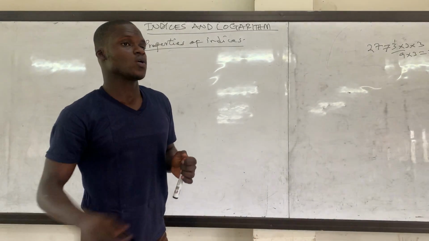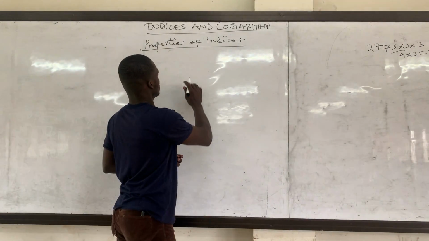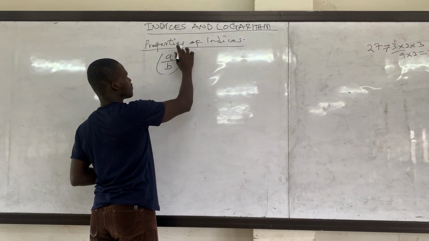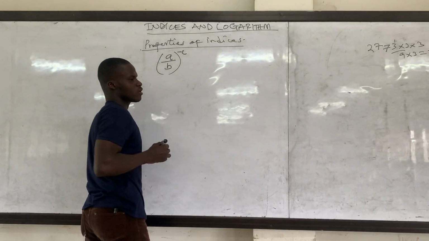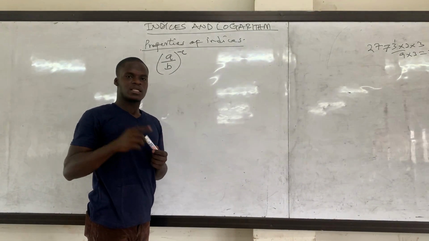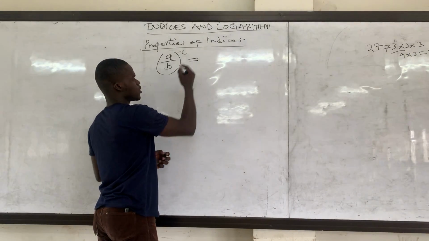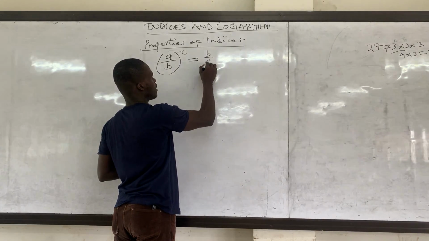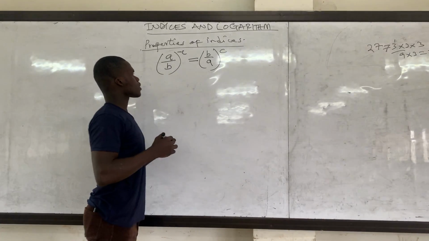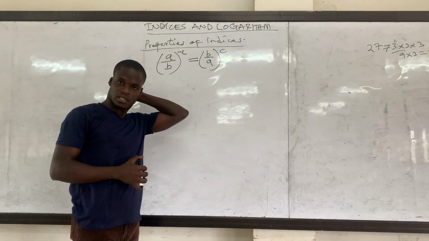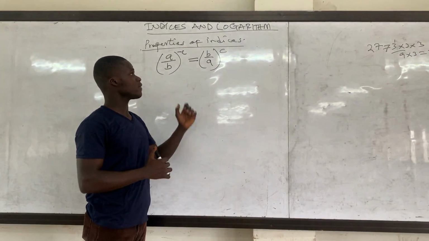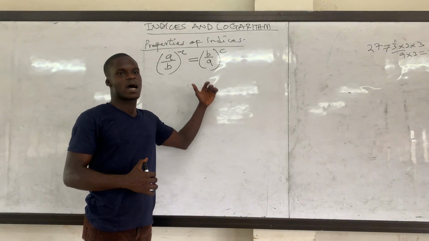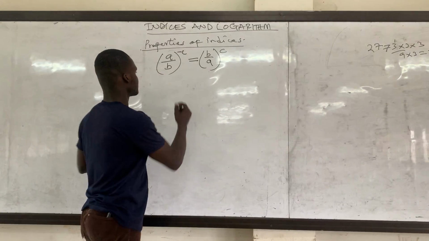Okay, so let's look at one last property of indices. So if we have something like a over b exponent negative c, indices says that this is the same as, you just reciprocate the fraction here, okay? So it's going to be b over a exponent c. So a over b exponent negative c is the same as b over a with the exponent of c, okay? Good. Let's prove this and see how come they actually had it to be this way.